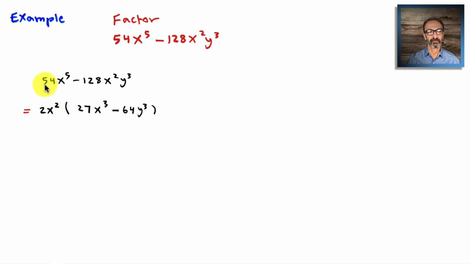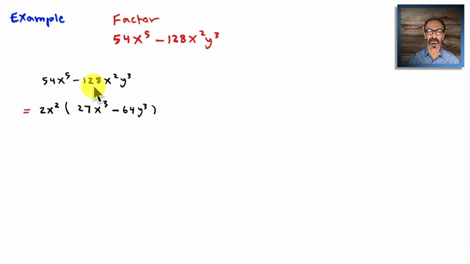So, 54 and 128, they both divide by 2. X to the fifth and x to the second. I could factor out x to the second. As you could see, 2x to the second from both. So what's left here is 27, since 27 times 2 is 54. And x to the second times x to the third will take me back to x to the fifth.